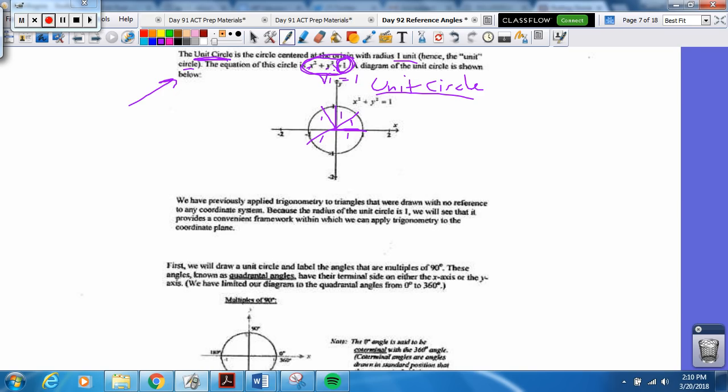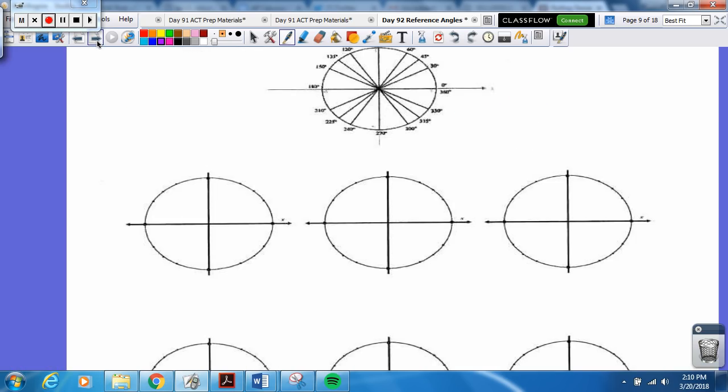Okay? So now the thing with this, the unit circle, it allows us to use trigonometry on a coordinate plane. So that's what the unit circle does. Allows us to use trigonometry on a coordinate plane. Okay, let's see how that works. Well, first we're going to start off real easy.